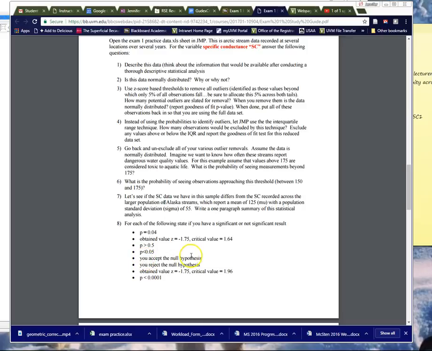If you're accepting the null, that means it's not significant. Nothing is going on. If you're rejecting the null, then it is significant. If your obtained value is less extreme than your critical value, again, absolute value brackets here, then you are not significant, and this would be highly significant when you're that low.